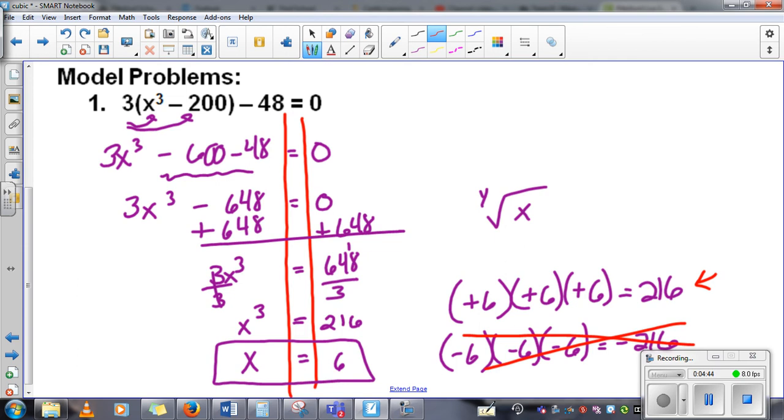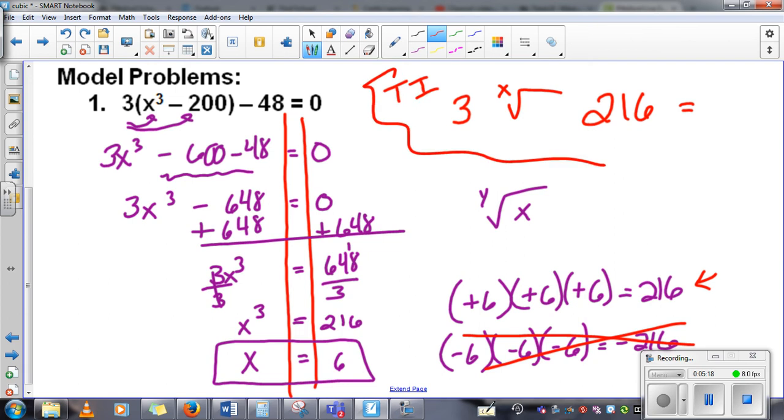Okay, for those of you who are working on the Texas Instruments, you would have to use this button right here. So if you're using the TI-35, you would use this button right here. And what you would do is you would type in the 3 first, then you would type in this button, and basically the 3 would be your index. So you'd type in the 3, you'd type in this number, and then you type in your 216, and then you hit enter or your equals. So this is for your Texas Instruments calculator, those of you who are using that.